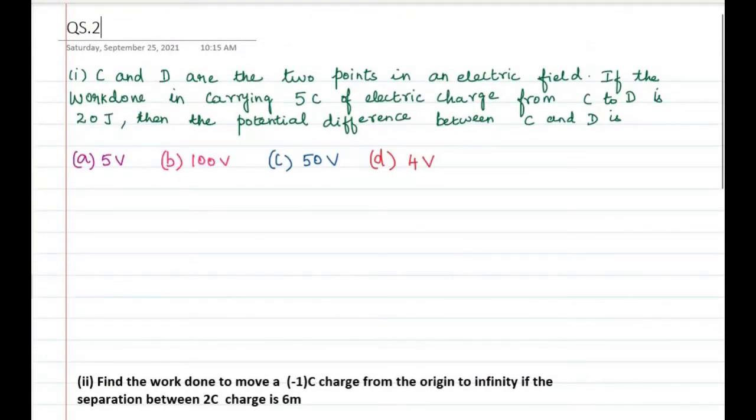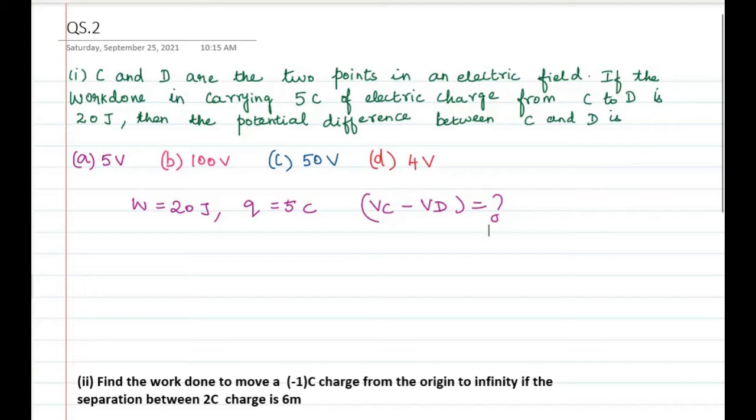Now, C and D are two points in an electric field. If the work done in carrying 5 coulomb of electric charge from C to D is 20 joules, find the potential difference between C and D. Work done is 20 joules and the charge is 5 coulomb. You have to find VC minus VD.